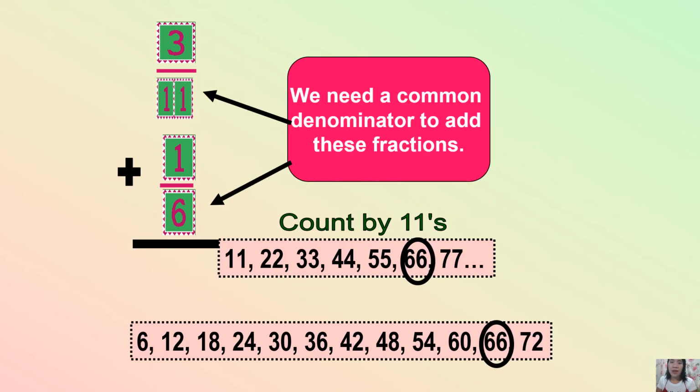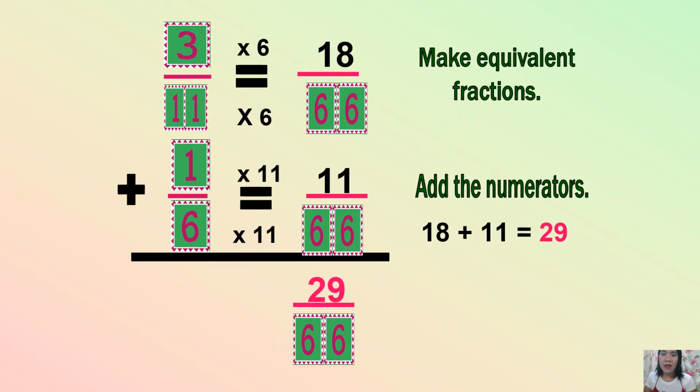So we have here another common denominator. The common denominator in here is 66. Okay, then same procedure. We come up with the answer 29 over 66.